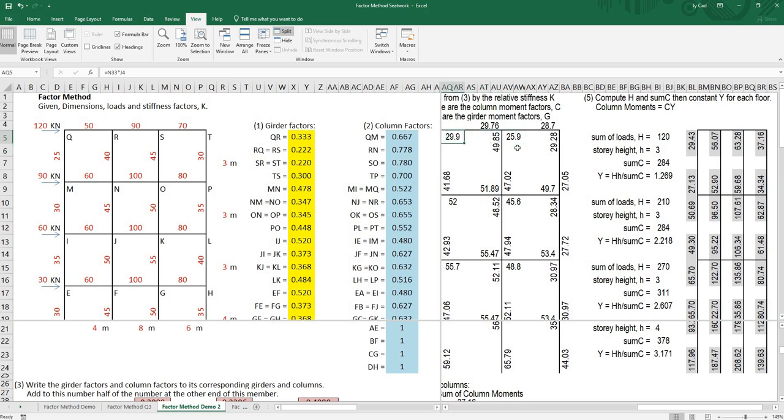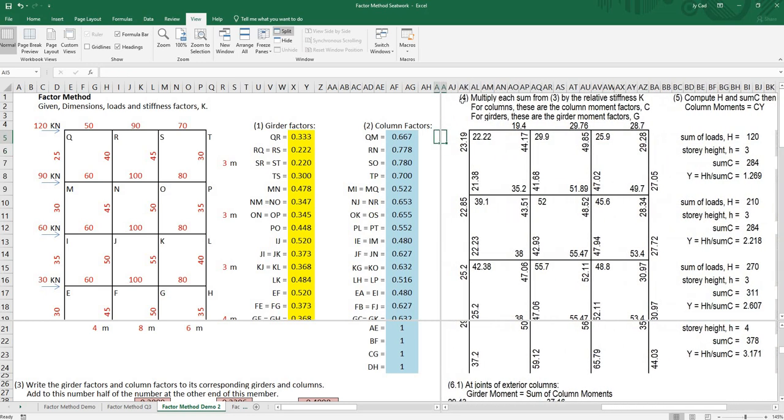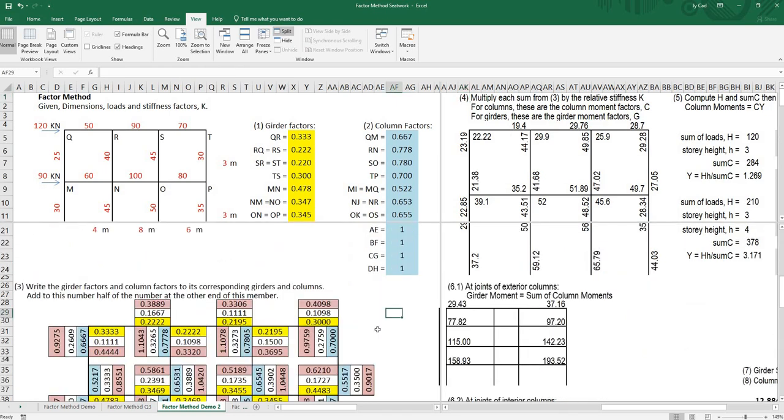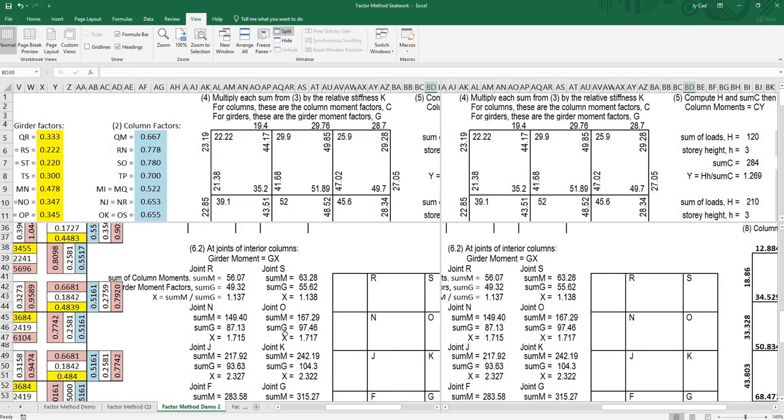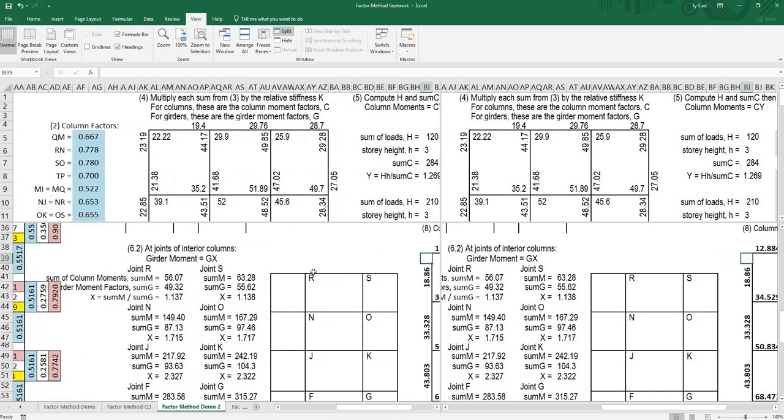Yan. Ito yung girder moment factors G. Tapos, yung X sa step 6.2. Yan, dito tayo. Okay, I think we're ready. So, for this girder, this is equal to 19.4 multiplied by X, which is 1.137. This is for joint R, no?